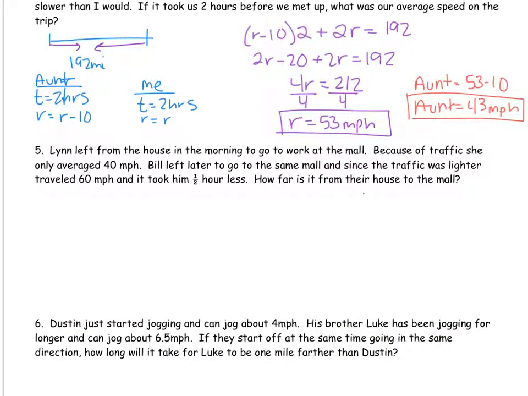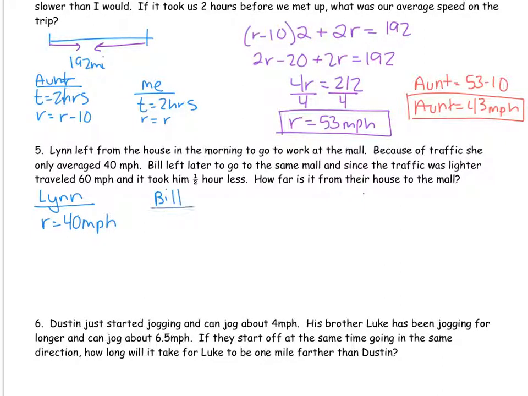Alright, now we get to go to a totally new question. This one says, Lynn left the house in the morning to go to work at the mall. Because of traffic, she only averaged 40 miles per hour. So I like to kind of start it off. Lynn, her rate was 40 miles per hour.